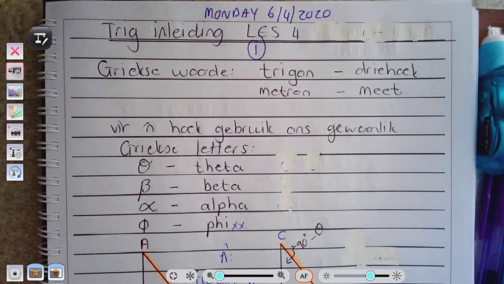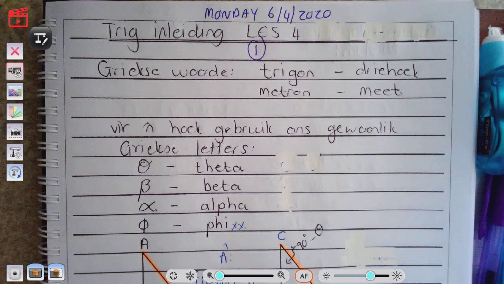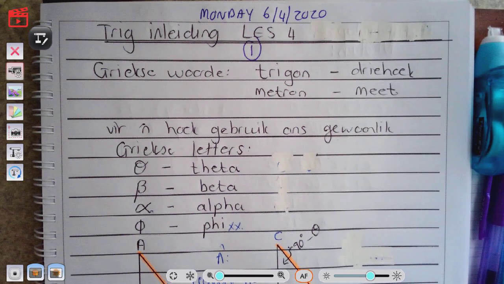Grade 10, Introduction to Trigonometry. We usually use Greek words in trigonometry.